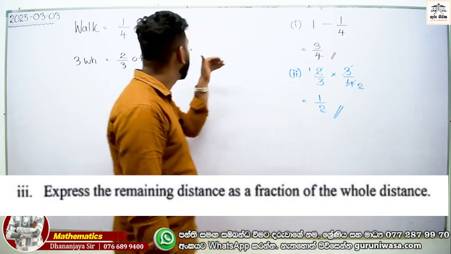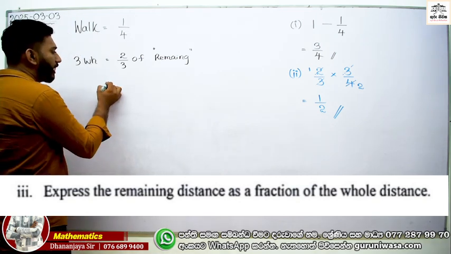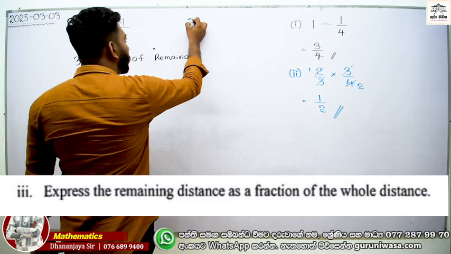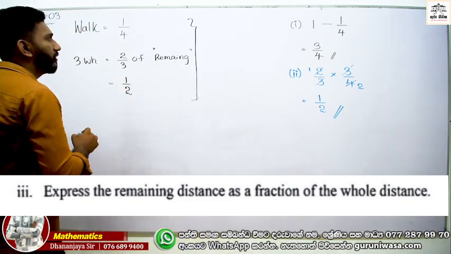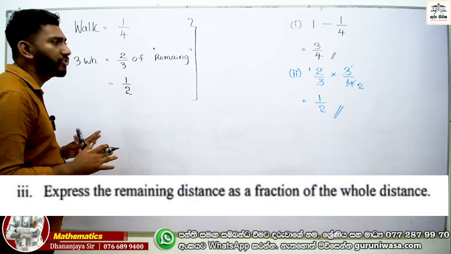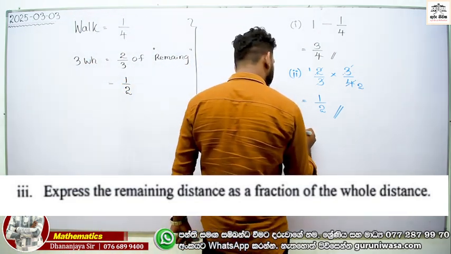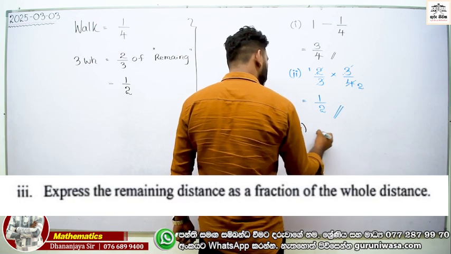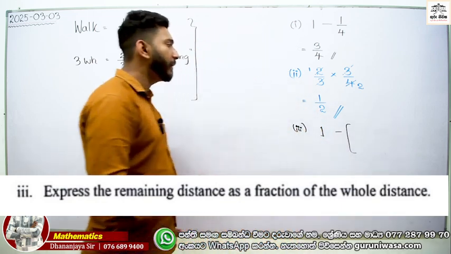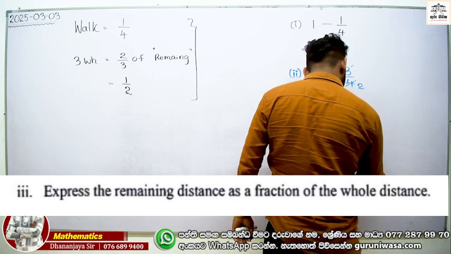Walk here is 1/4. Three-wheeler becomes a half. Now what to do? We have to find the sum of all things, walking and going by the three-wheeler, and subtract it from the whole one. Look at this. The whole portion, subtract from the whole portion the sum of 1/4 plus 1/2, quarter plus half.